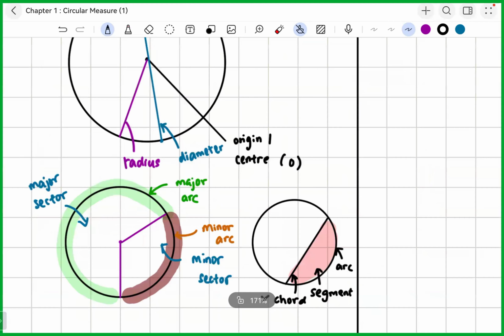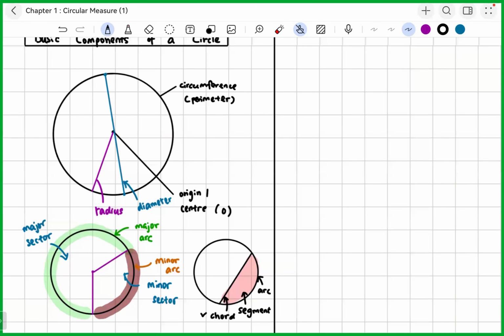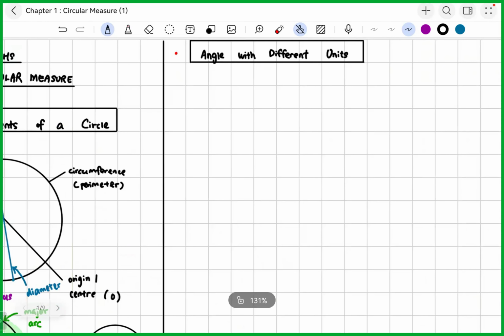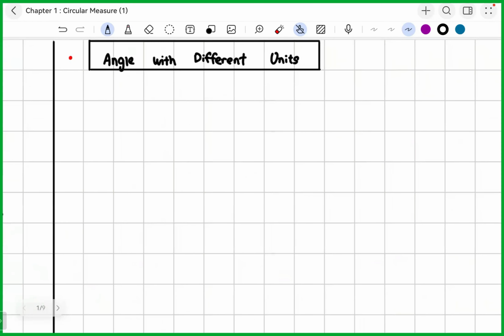So basically, these are the basic components of a circle that you have to know in this chapter before you can do all the questions in Chapter 1. Okay, so now let us move on to the next part. Next, we have angles with different units.